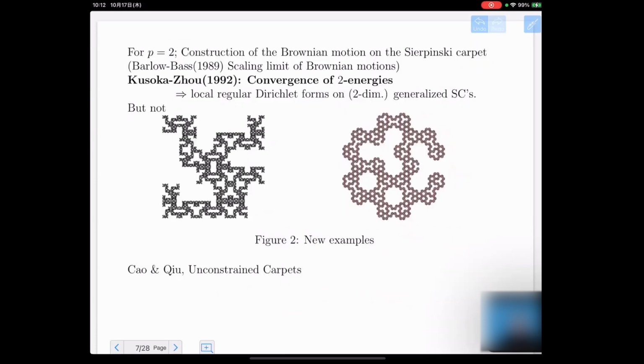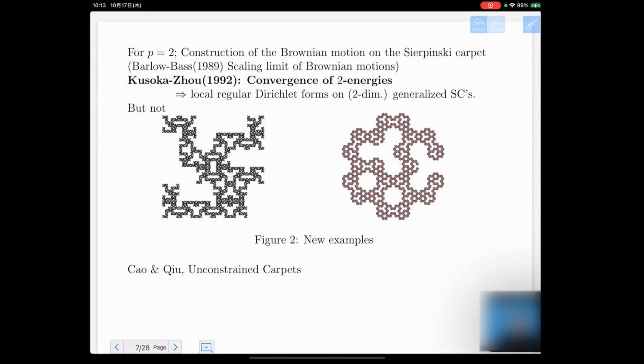So this is a discrete graph, and for the case p equals 2, it corresponds to the construction of Brownian motion, or the diffusion process. For the construction of the Brownian motion on the Sierpinski carpet, originally Barlow and Bass constructed it through a scaling limit of Brownian motions. But later, Kusuoka and Zhou constructed the Dirichlet form of Brownian motion through the same idea as ours for the case p equals 2. They investigated when the sequence of discrete 2-energies converges, and constructed the local regular Dirichlet form on two-dimensional planar generalized Sierpinski carpets.